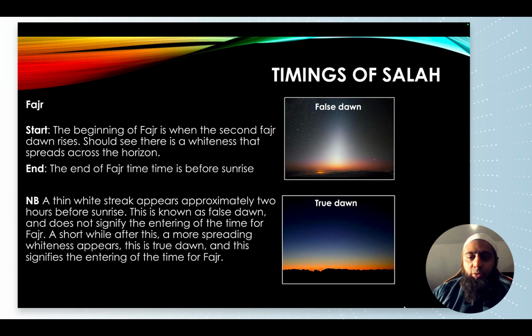Now it is important to note, when you do look at the horizon early in the morning, approximately 2 hours before sunrise, there is a white streak that appears across the horizon. Now this is known as a false dawn, and it doesn't signify the entering of Fajr time at that point. And then a short while after this, a more spreading whiteness appears, and this is what we call true dawn, and it is this true dawn that signifies the entering of the Fajr Salah.